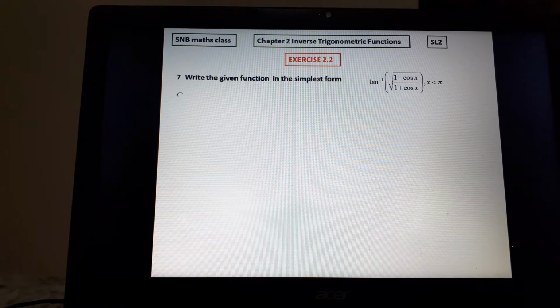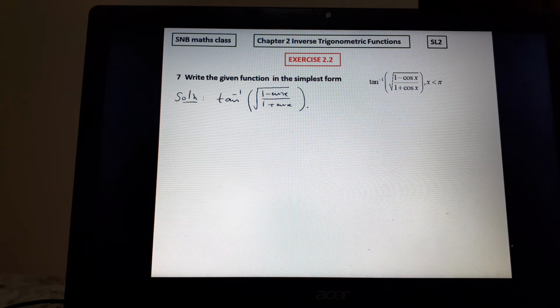So seventh question, given tan inverse of square root of (1 minus cos x) divided by (1 plus cos x). Condition is x should be less than pi. So we know, last year we have studied this formula: 1 minus cos x is 2 sine square x upon 2. And 1 plus cos x is 2 cos square x upon 2. So these are the two formulas.